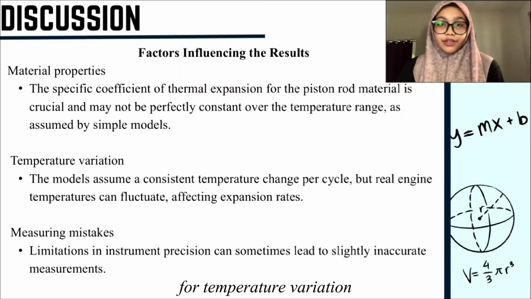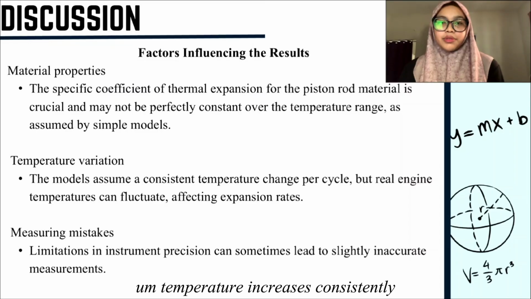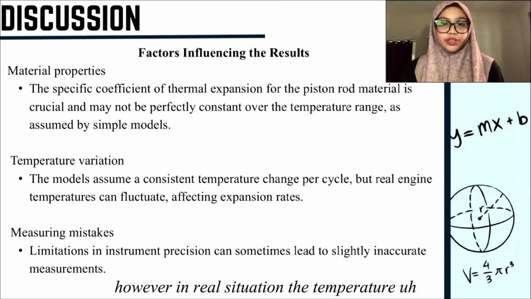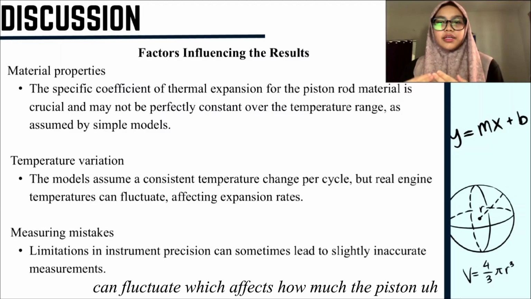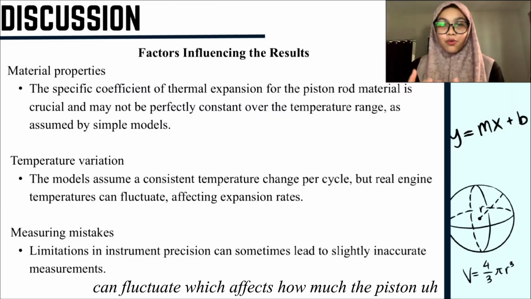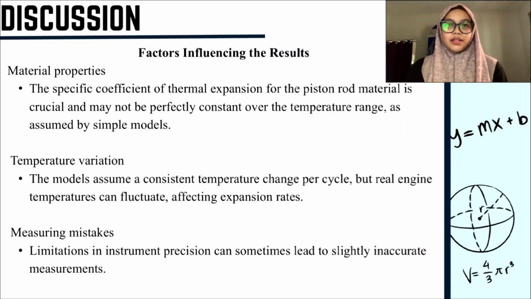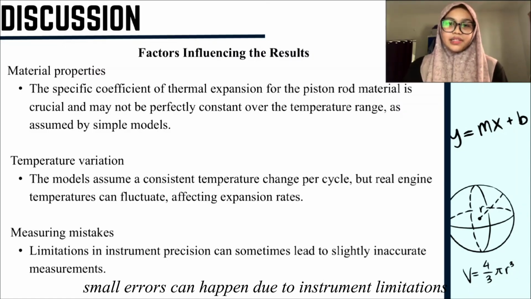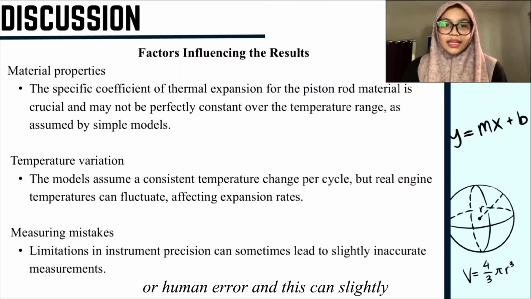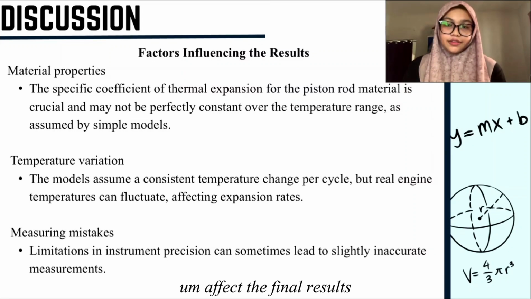For temperature variation, the model assumes the temperature increases consistently. However, in real situations, the temperature can fluctuate, which affects how much the piston rod expands. And lastly, for measuring mistakes, small errors can happen due to instrument limitations or human error, and this can slightly affect the final results.